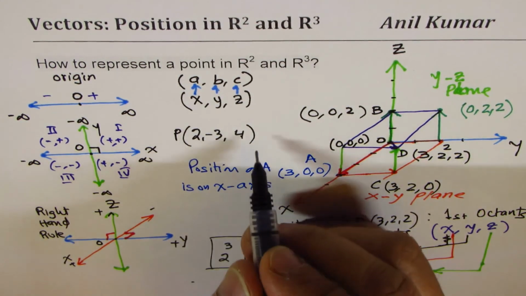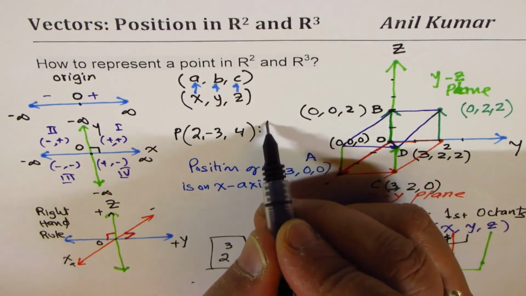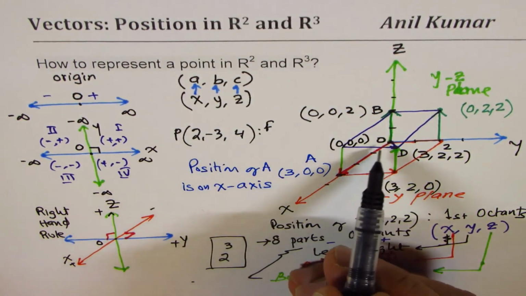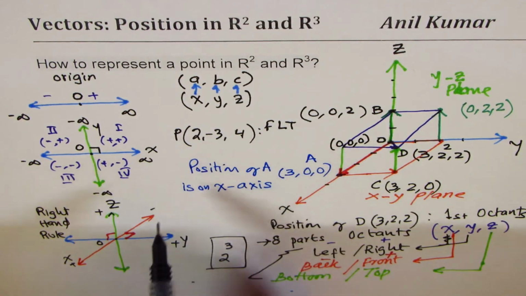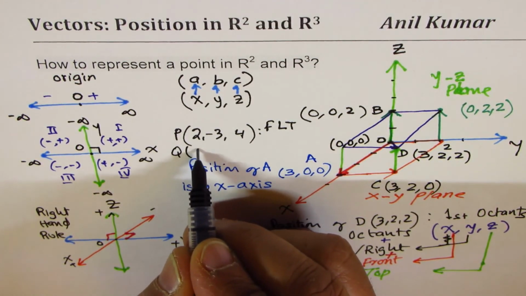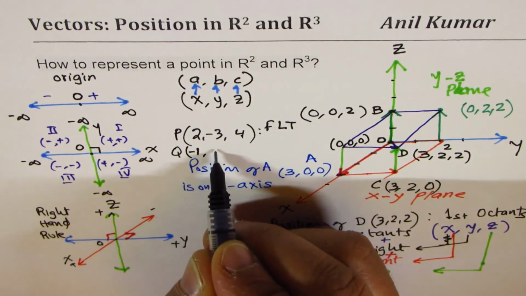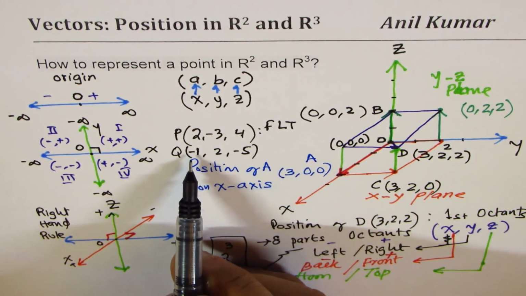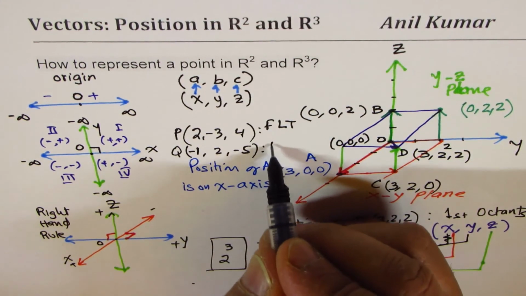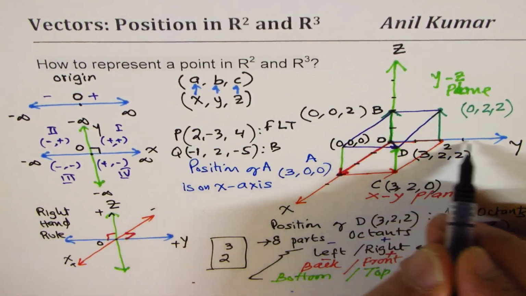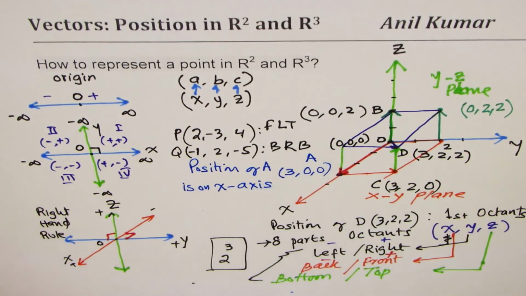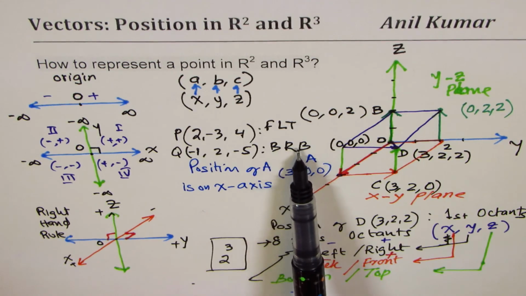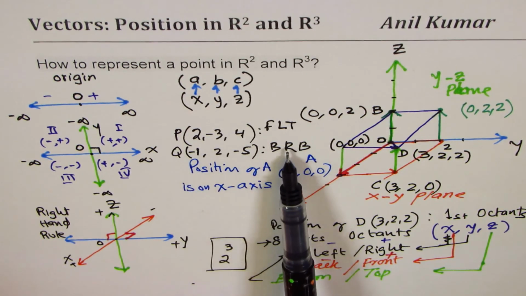Since this 2 is positive, it is in front, so I'm writing F for front. This minus means left, so front left. And 4 means top: FLT, front, left, and top. If I write a point (-2, 2, -5), the minus will make me move backwards, so it will be back. The 2 means right side, and minus 5 means bottom. So that is the way of describing the octants for any particular position.